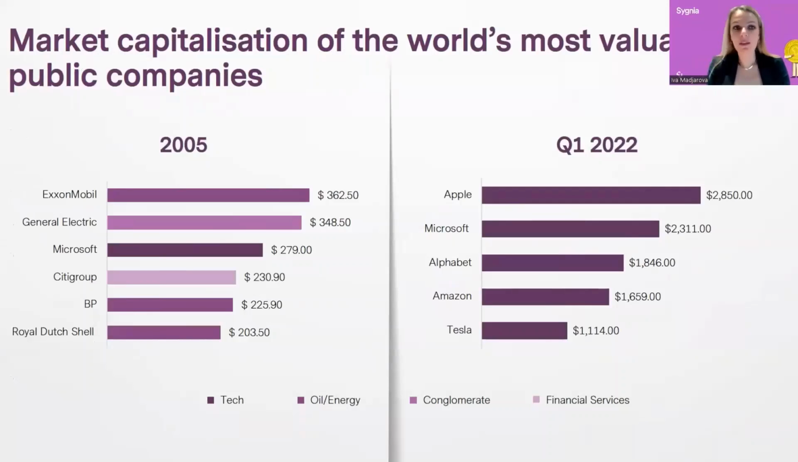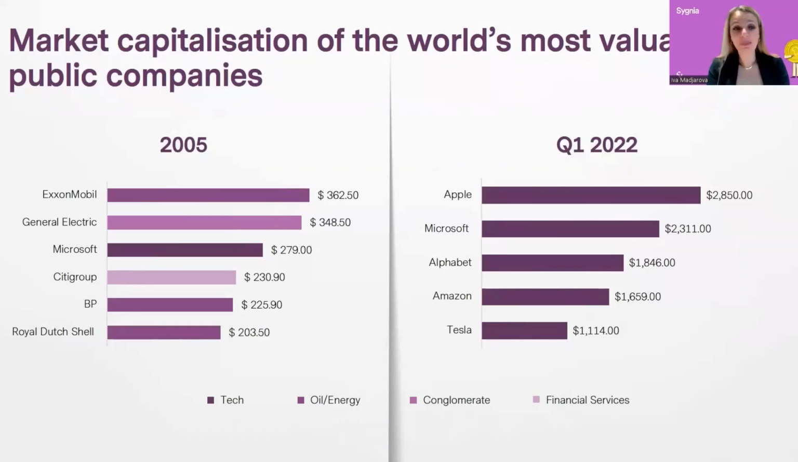Looking back at 2005, if we looked at some of the most valuable companies in the world from a market cap perspective, we can see that back in 2005, which wasn't all that long ago, a lot of them were oil and energy companies or big conglomerates, financial services companies. In fact, out of these 6, only 1 was a technology company, Microsoft. Fast forward to today, and every single one of the top 5 most valuable companies in the world is some type of tech company.